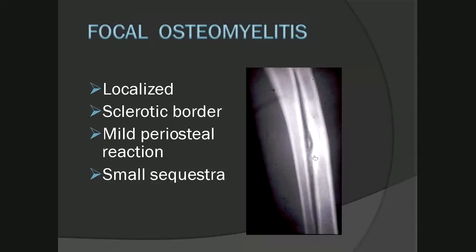Periosteal reaction tends to be much more mild. For example, here's a little bit of irregular periosteal reaction present, but it's really not much. And in this case, it's a little small sequestrum that has formed. The infection generally doesn't tend to spread up and down the bone like the hematogenous ones do.